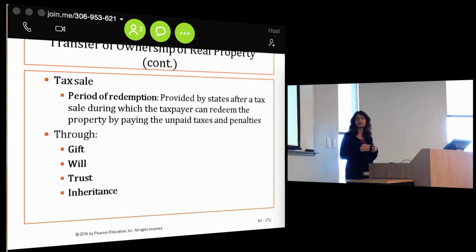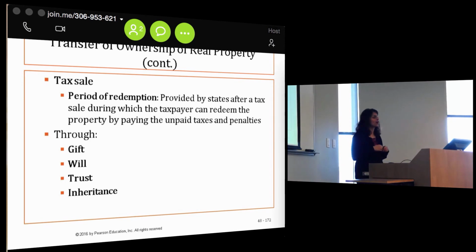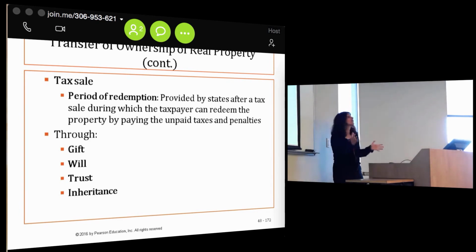So yeah, it's possible to get property in a tax sale, sure. It's also possible to get property through a gift. Real property can be gifted, real property can be left under a will or a trust, it could be inherited, and so on. So it is possible to get legal ownership of real property other than to have to go buy it.